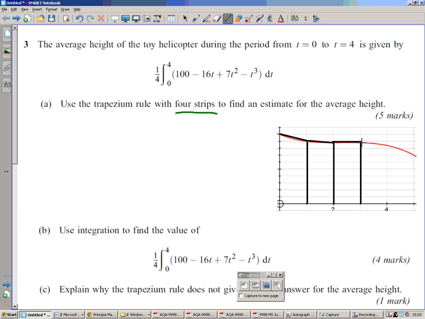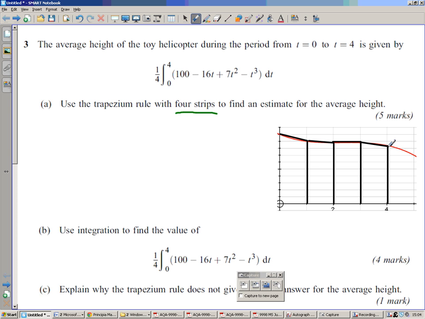And actually, it's not going to give a bad approximation here, as you can see, because it's pretty close to the line. So that's effectively what we're doing. But we don't just draw the diagram and add the areas of all 4 trapeziums, because that's a bit long-winded. We've got a formula for it, and the first thing we do is put it in a table.